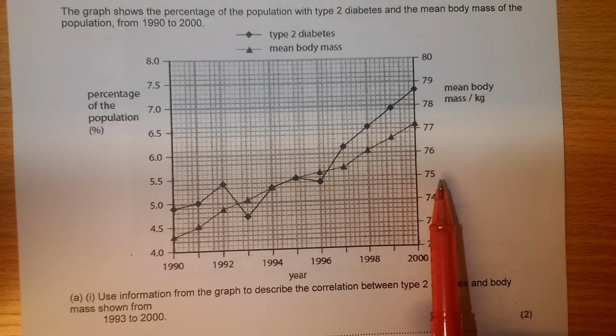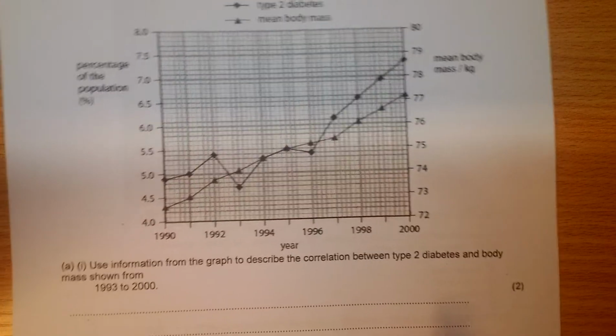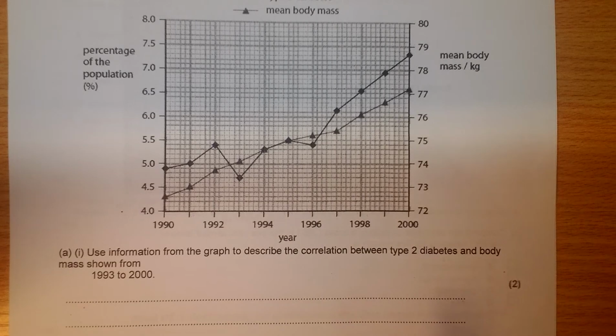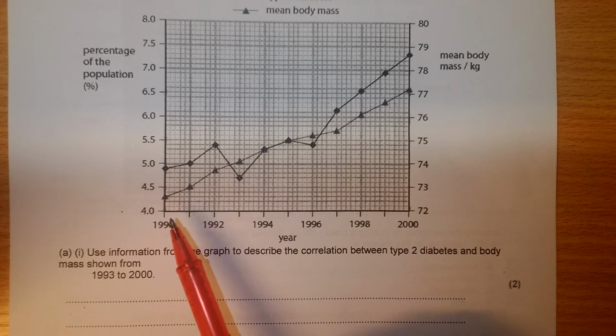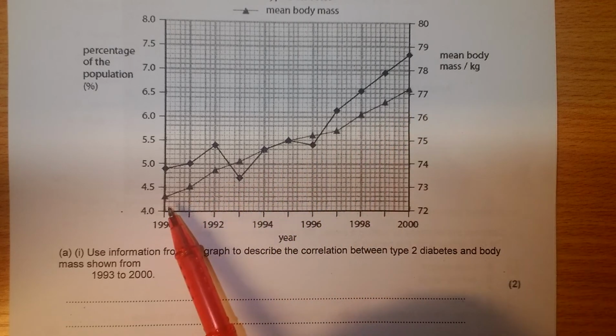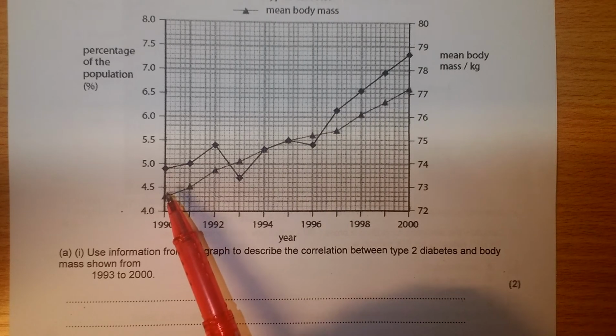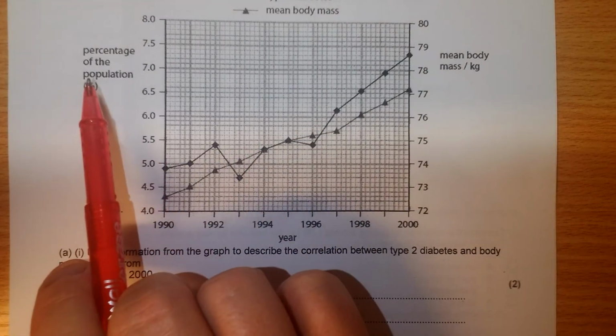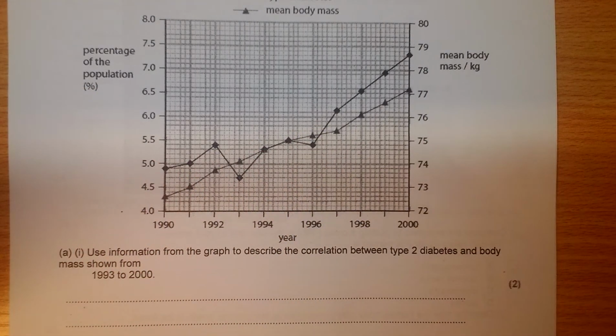A complicated graph. But the question asks us to use information from the graph to describe the correlation between type 2 and body mass, and all we need to say is that as the body mass increases, then generally the incidence of type 2 diabetes also increases because the percentage of the population with that goes up. Quite tricky to see because that graph is fairly unusual.